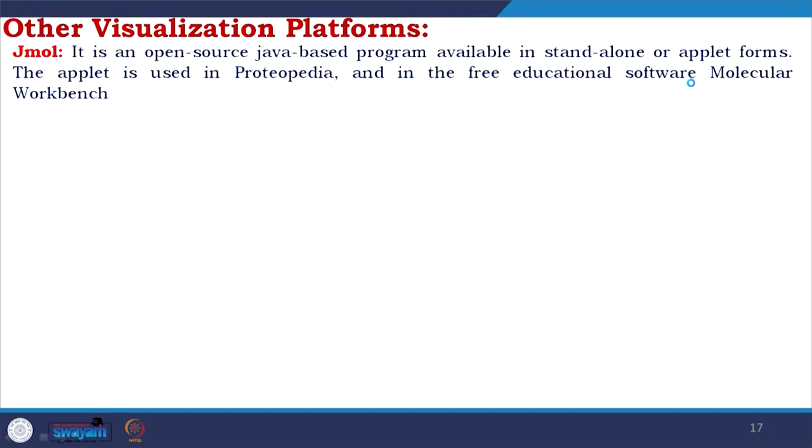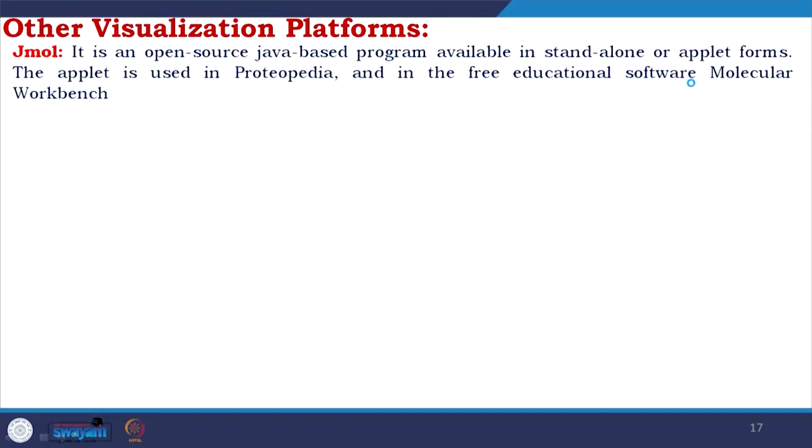There are many other visualization platforms. Because of time constraints, I could not talk about all of them, but just to mention a few of them again very briefly. JMOL is an open source Java based program available in standalone or applet forms. The applet is used in Protopedia. If you haven't heard about Protopedia, this is a very interesting collection of 3D macromolecular structures. And there is also the free educational software called Molecular Workbench.